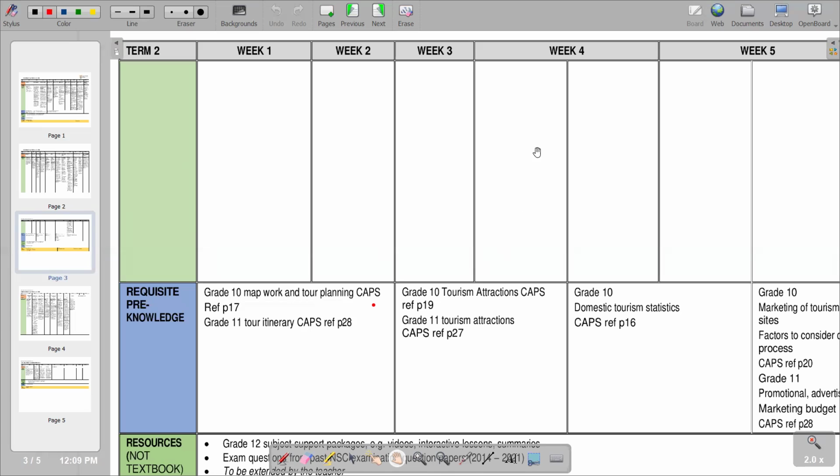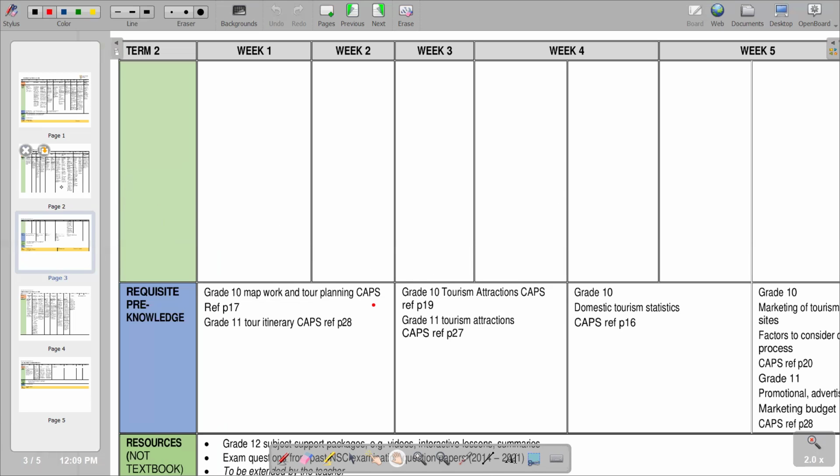And this prerequisite knowledge is overlapping again, partly in week four. You see that in week four, we also have another prerequisite knowledge that you're supposed to know, which is our domestic tourism statistics. This is what we have. Then in week three, overlapping in week four, you are supposed to have prerequisite knowledge of tourism attractions as indicated there.